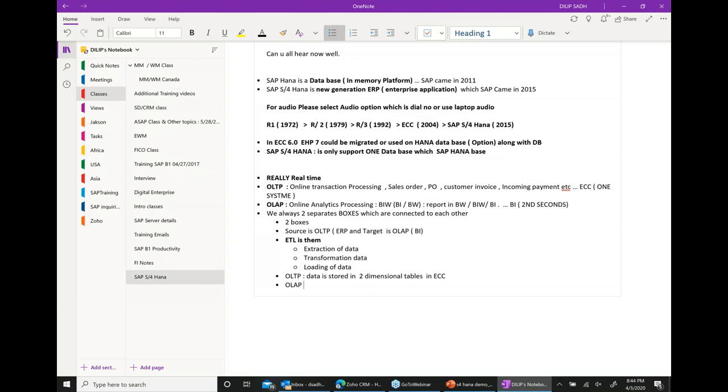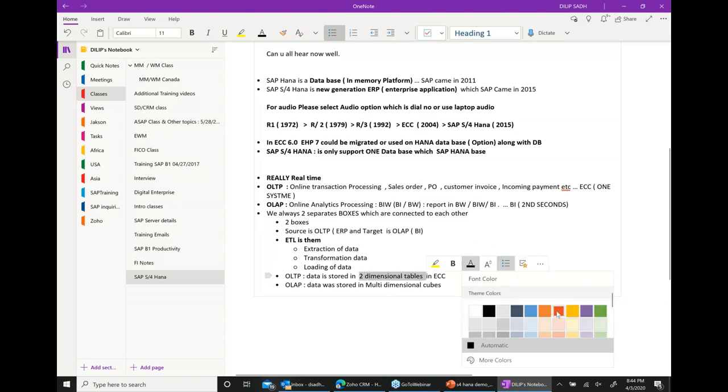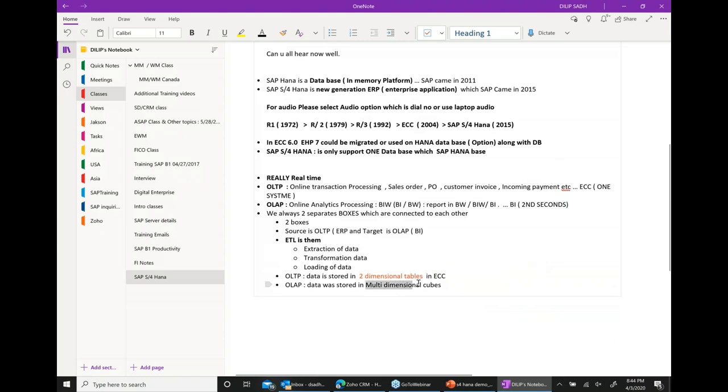and OLAP data was stored in multi-dimensional cubes. Multi-dimensional cube, two different ways. So you have two boxes which are connected, one box sending the data to another box, and they are two different ways of creating databases. Your source is a two-dimensional table, and your target is multi-dimensional cubes. You're not storing in the same way. Then you are sending the data, and God knows what will happen to the data. God knows what happened in between, how it will transform. Something gets lost.